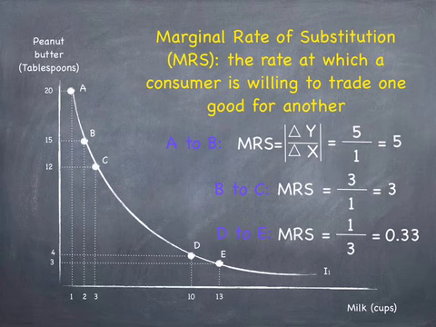So that number, that marginal rate of substitution again, is describing her willingness to give up peanut butter in exchange for milk. And you see that it goes down. As she gets more and more milk and less peanut butter, she becomes less and less willing to give up peanut butter in exchange for milk.